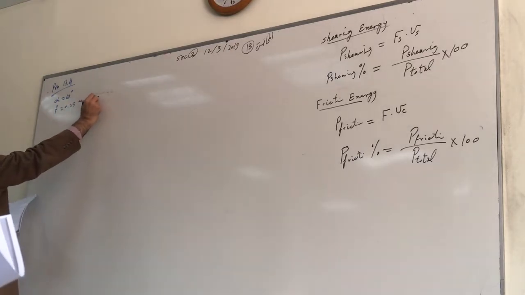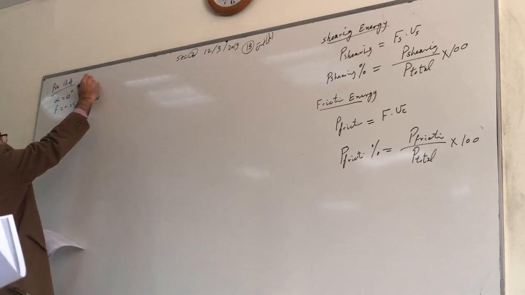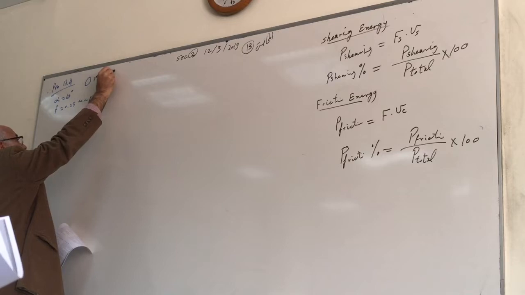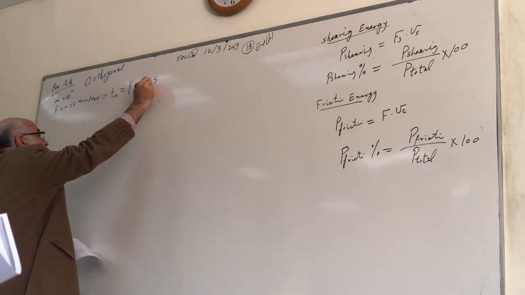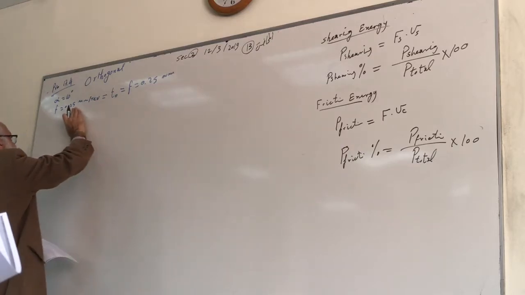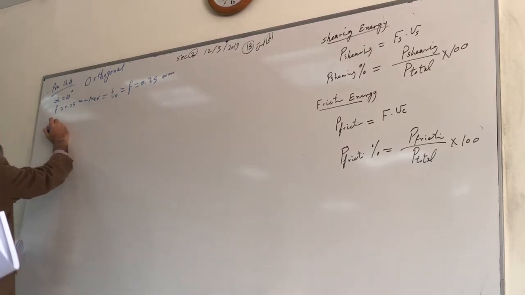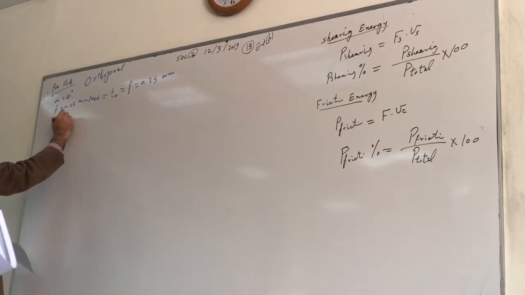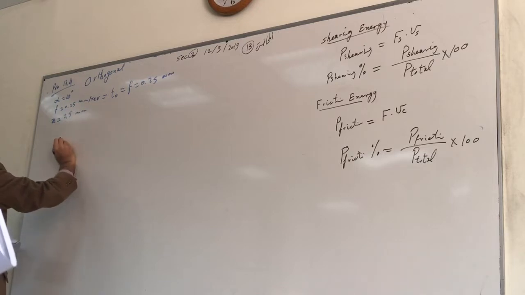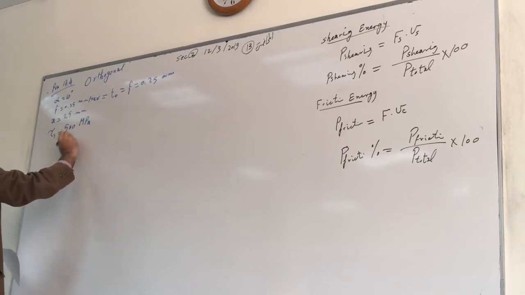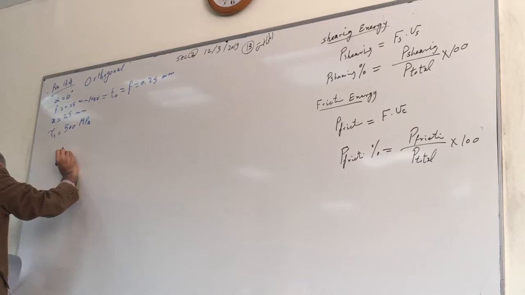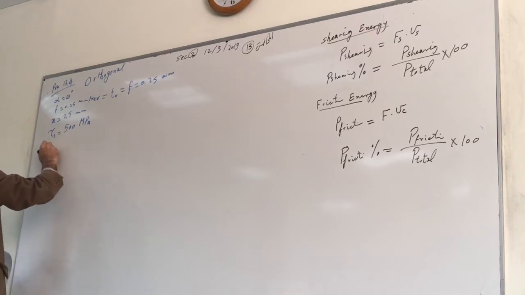You should take care that we are talking about orthogonal cutting, and therefore t naught equals f, which is 0.25, in other units. Depth of cut a equals 2.5 millimeter. Shear strength of the work material tau S equals 500 megapascal. And the chip thickness ratio after the cut, r, equals 0.4.